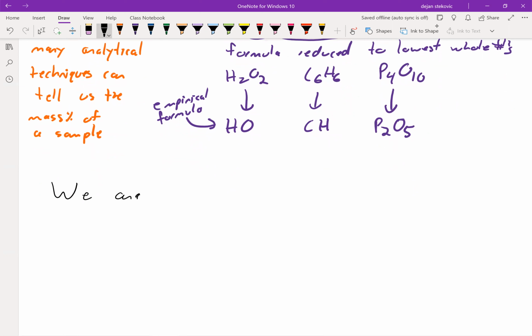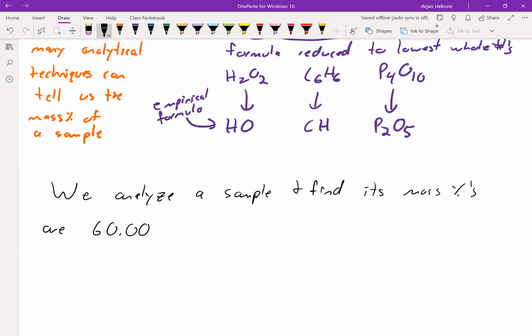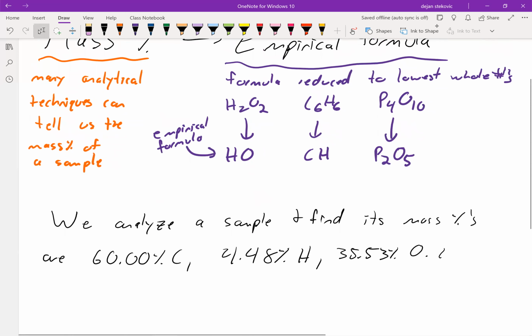So we analyze a sample and find its mass percents are 60.00% carbon, 4.48% hydrogen, and 35.53% oxygen. What's the empirical formula?